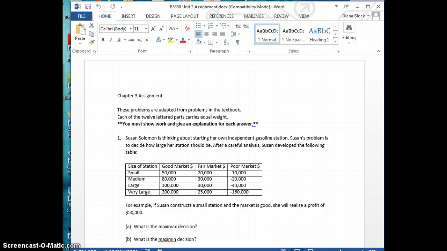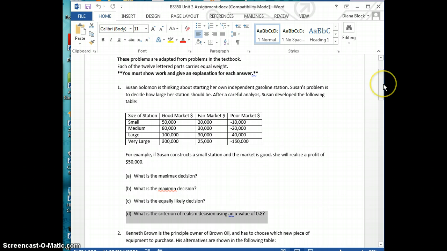The document we have in front of me here is the assignment for this week. And you have problems that you're going to solve, and you can feel free to move these into Excel if that works better for you, because there are some calculations involved here. So if we look at this first problem, it's asking us what are the maximax and maximin decision, equally likely decisions, and the criterion of realism decisions. So these are calculations that you're going to make. If you've already read the chapter, then you know what this is asking.